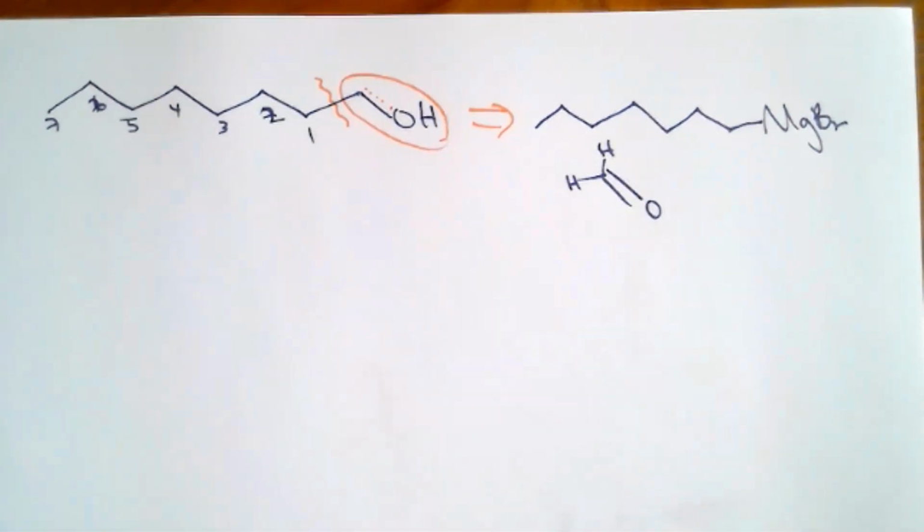That's easy enough. Is there more than one way to propose this synthesis using a carbonyl? No. You could use an epoxide or formaldehyde and a Grignard. Those are the only options for this guy. However, the next one does have more than one option.